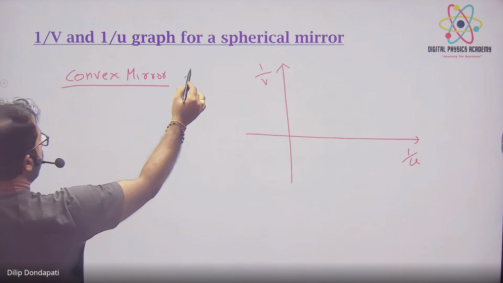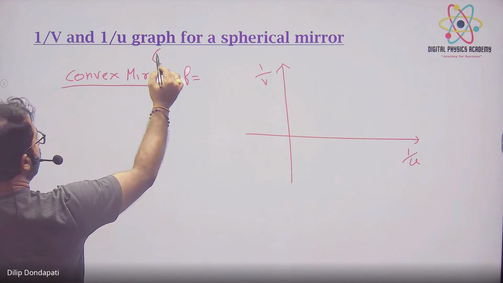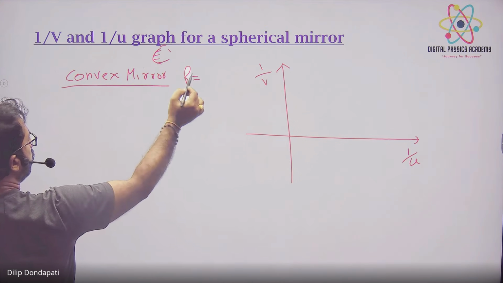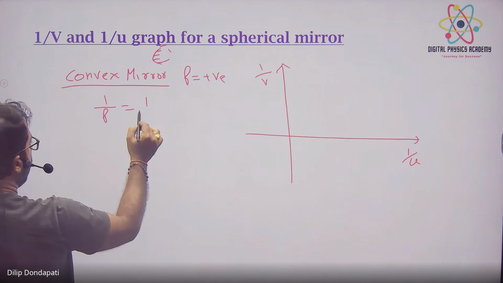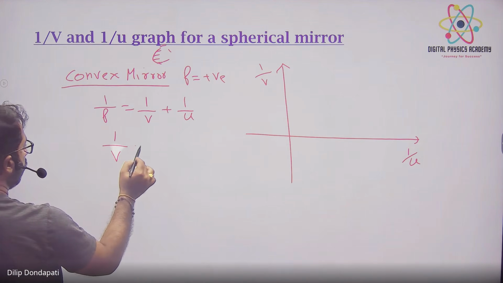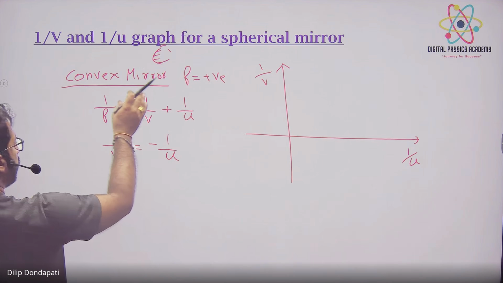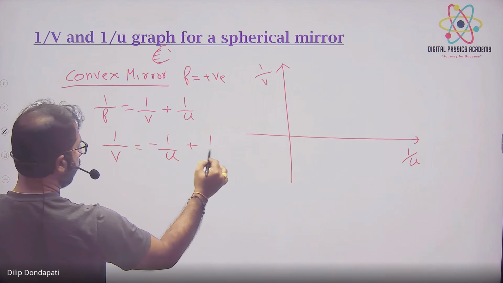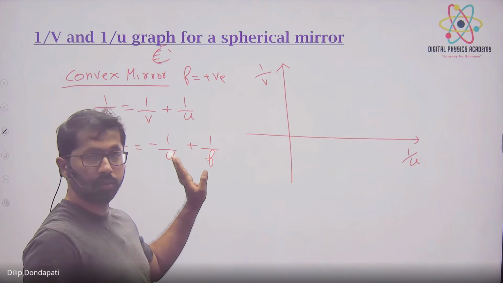So convex mirror focal length is what? Convex mirror का focal length is positive, right? So we know this 1 by f is equal to 1 by v plus 1 by u. So 1 by v is equal to 1 by f minus 1 by u, right? Since focal length is positive, I'm putting positive only here.